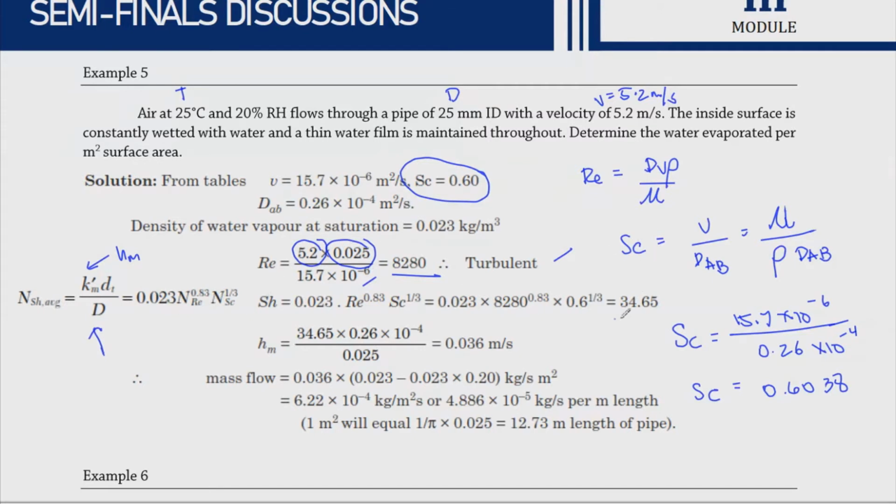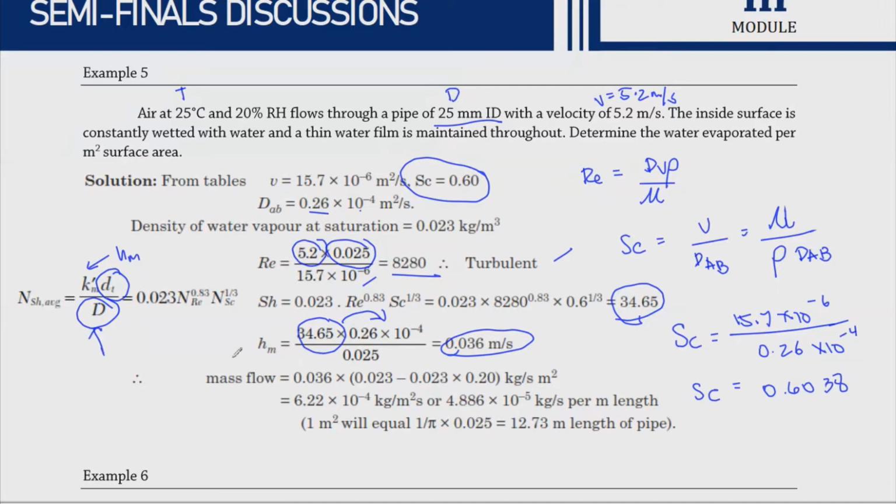So we have 34.65 times this D_AB, which is actually equal to this 0.26. That's why we have this 34.65 times 0.26. Then we divide that with dt, and dt is actually the diameter, because we're talking about pipes here. So that's 0.025 based on our given. So that's it. And then we'll be able to obtain a value of 0.036 for the convective mass transfer coefficient in terms of meters per second.